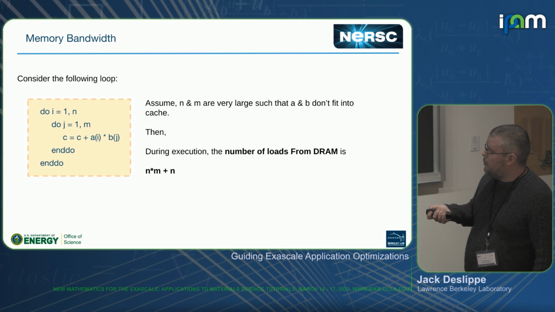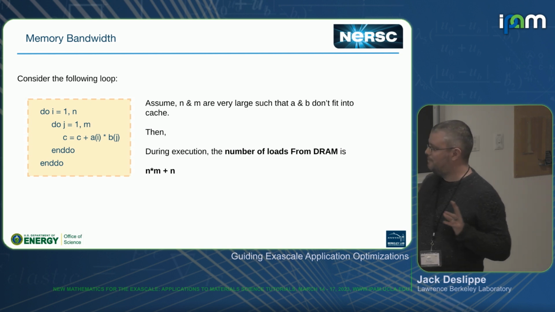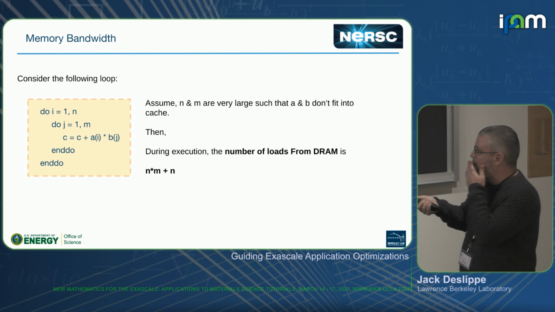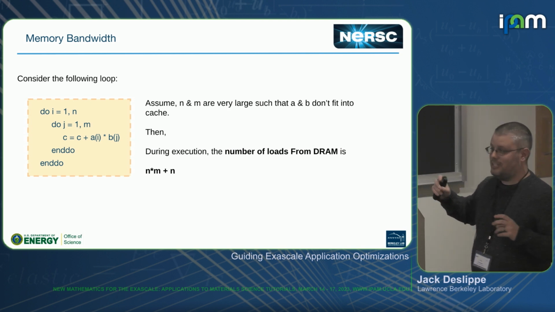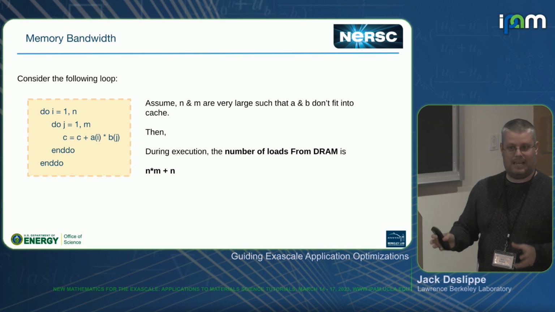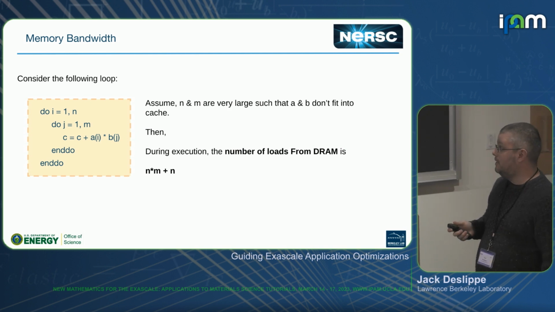And let's just assume that here n and m are very large. By the way, I think this is some sort of pseudo Fortran, but it's not actually legit Fortran. But anyway, I think you get the point. So if you assume n and m are very large, such that these two big vectors don't fit into any level of cache, they have to come from main memory.